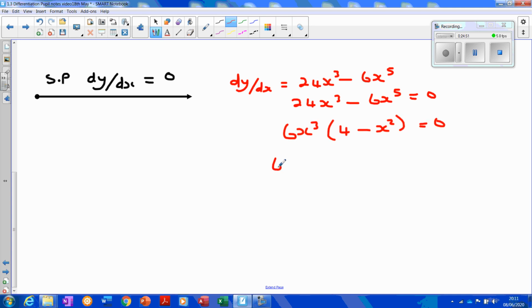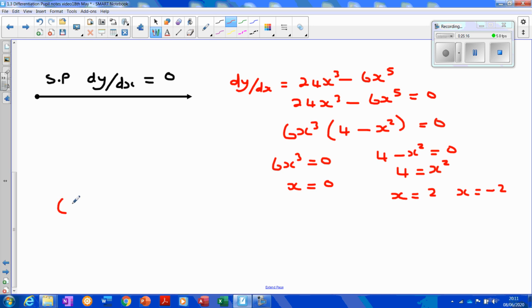So 6x to the power of 3 equals 0, divide by 6, x to the power of 3 is 0, the cube root of 0 is still 0. Add x squared onto both sides because 4 minus x squared equals 0. So 4 is equal to x squared. The square root of 4 is 2, so x is 2, or the negative root, minus 2. So our stationary points are at the point 0, something, 2, something, and minus 2, something.